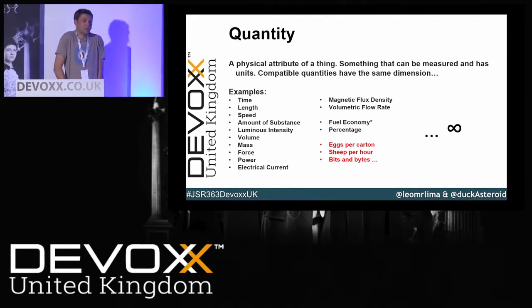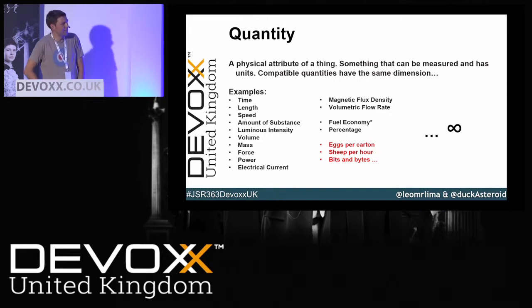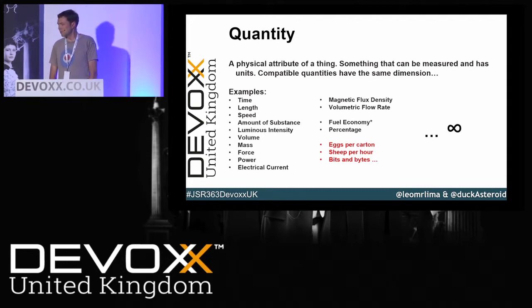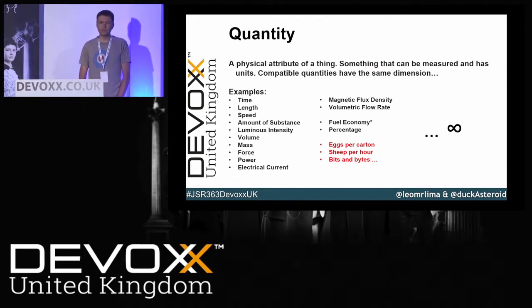So things like eggs per carton is actually a quantity, and it has its own dimension. Sheep per hour, and even bits and bytes, units of information, are not really represented very well by the SI standards. But we have taken the SI tables of the SI quantities, and they are included in the base API. I can't remember what they all are, because there's like 35, 40 different quantities in there.